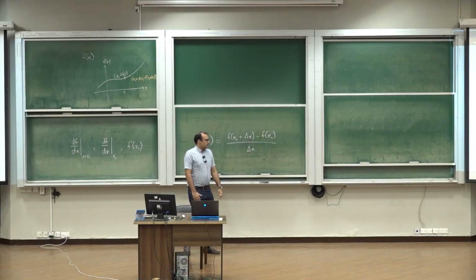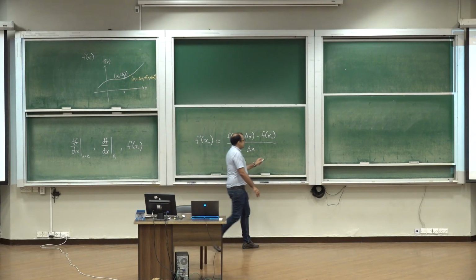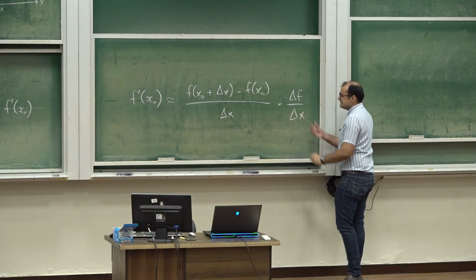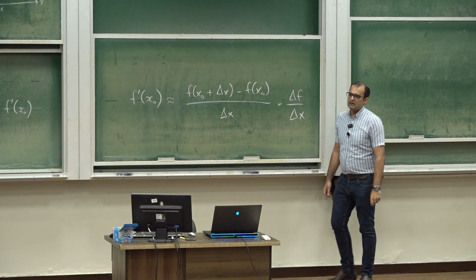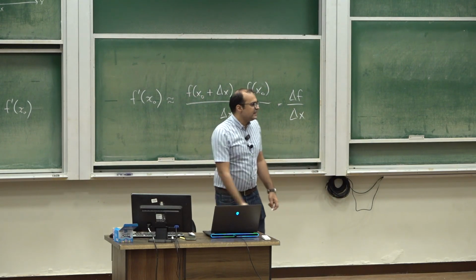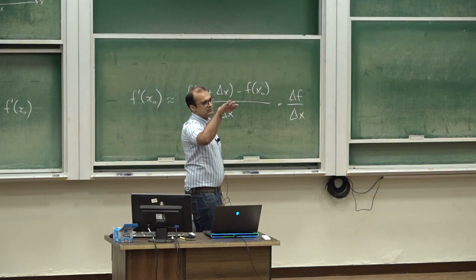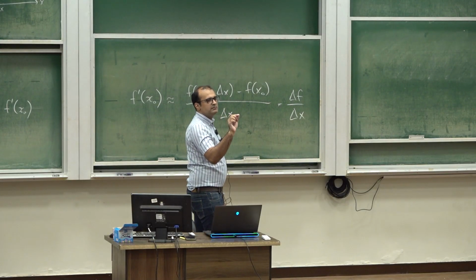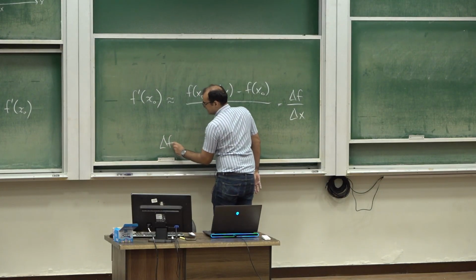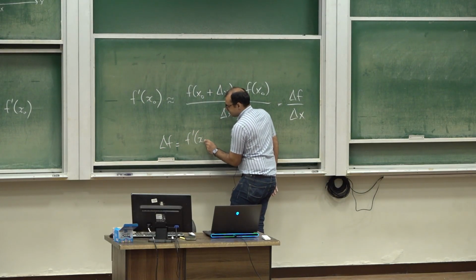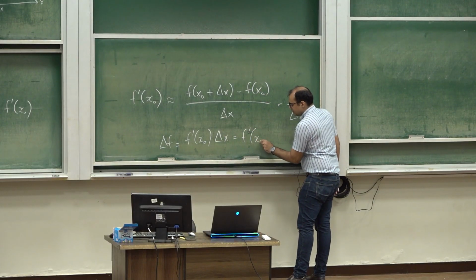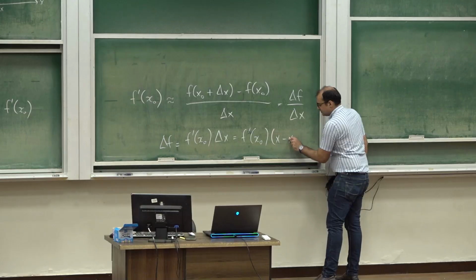And then you can write this as delta f over delta x, the change in the value of the function divided by change in x. Just what I told you graphically. You are essentially replacing the curve around a point by a straight line. And so the change in the value of the function is nothing other than the slope at x naught times delta x, which you can also write as that.